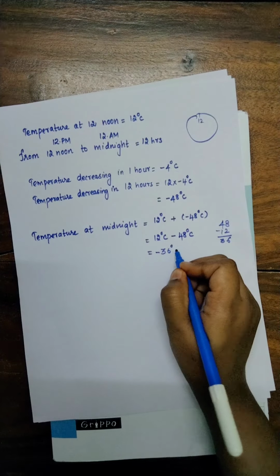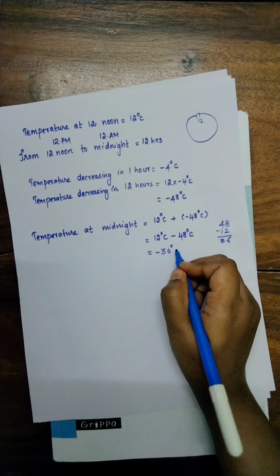The temperature at 12 noon was 10 degrees Celsius above 0. So it is the initial temperature. If it decreases at the rate of 2 degrees Celsius per hour, for 1 hour it is decreasing by 2 degrees Celsius. Until midnight, at what time would the temperature be 8 degrees Celsius below 0? They are asking the exact time.